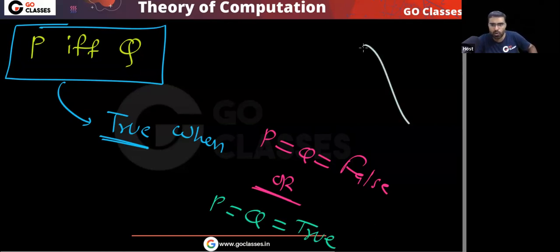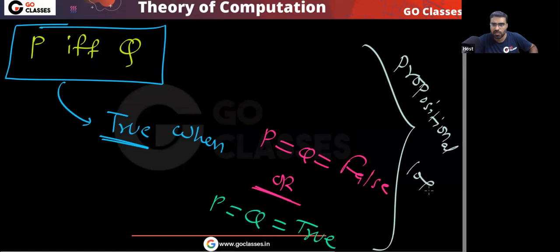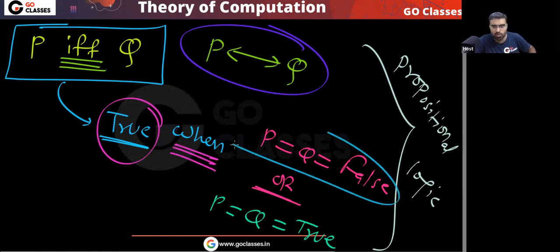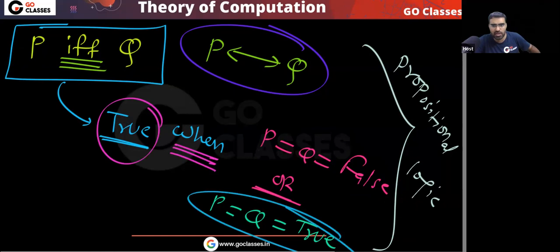This we have seen in propositional logic. In propositional logic, we have already seen this: P if and only if Q. It is a biconditional. So you can notice when this will be true. It will be true when both P, Q are the same. They both can be false or they both can be true. Is this point clear?